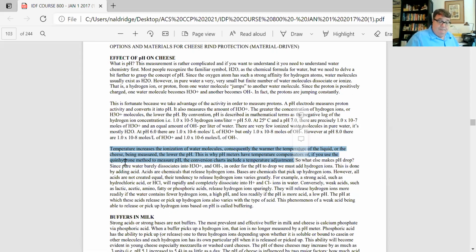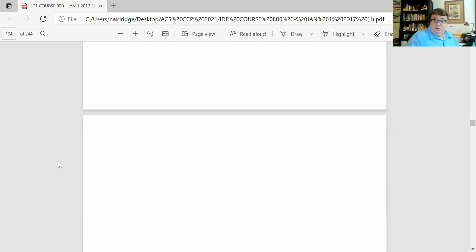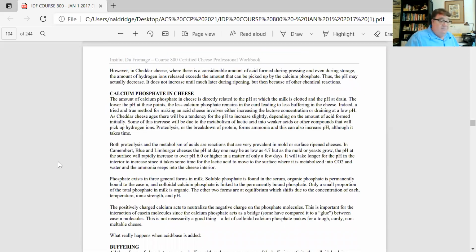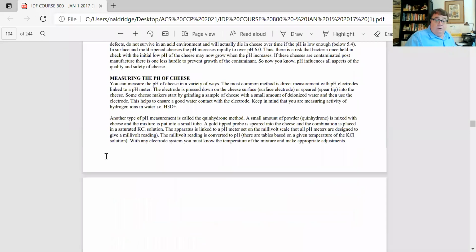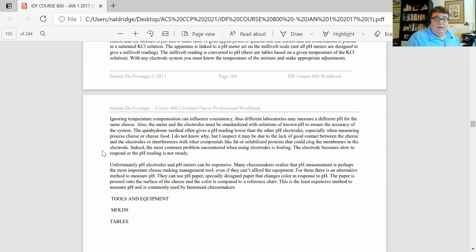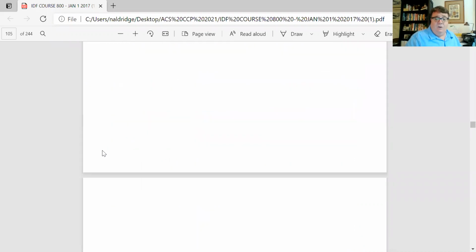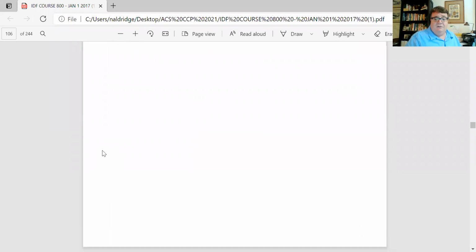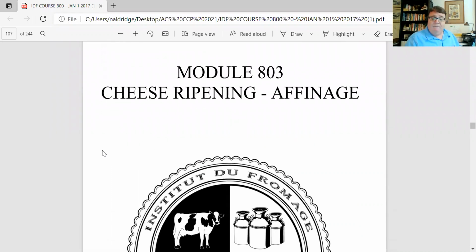What I'm highlighting here, first two sentences of paragraph 3. All righty. And we're moving on to page 104. Calcium phosphate in cheese. Highlight that. And going down to the bottom of page 104, measuring the pH of cheese. Highlight that section. Okay, that takes us on into Module 803. Look at there, we're moving along, team. So now we're at my Module 803, Affinage.